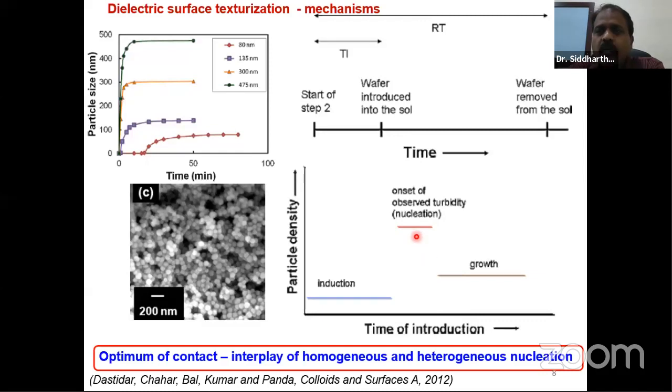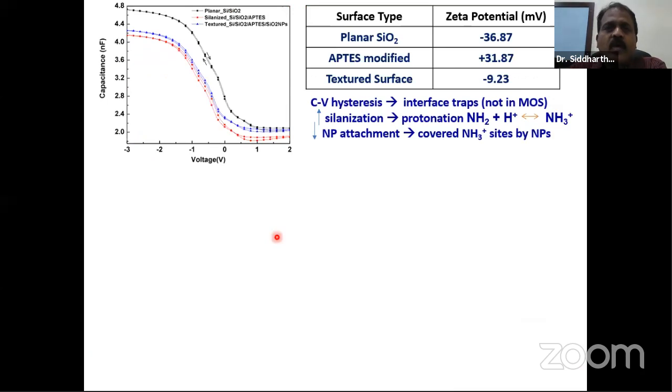Having understood the mechanisms which played a role in getting the maximum particle density, we wanted to understand further why these nanoparticles help us get improved sensitivity. So we conducted these CV measurements, and we found that this showed a hysteresis which was not there in the MOS systems, and this is because some interface traps were formed.